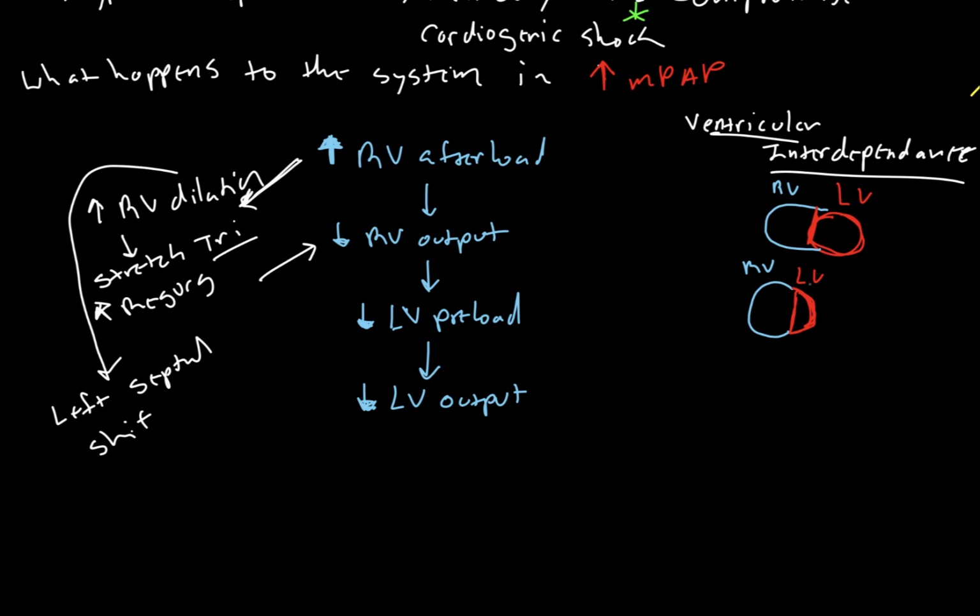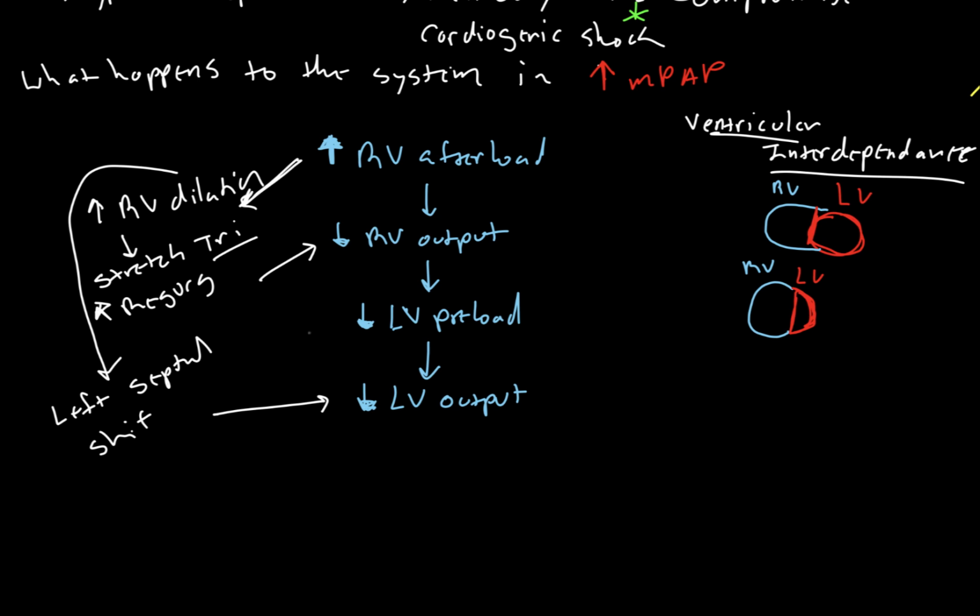But in normal situations, our LV pressures are much higher than our RV. This also comes into play when we talk about congenital lesions and things like that, but that's out of the topic of this discussion. All right, so we have this leftward septal shift, which is also going to decrease our LV output, okay?